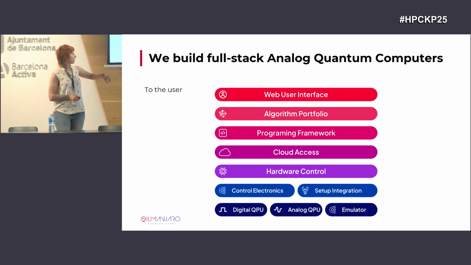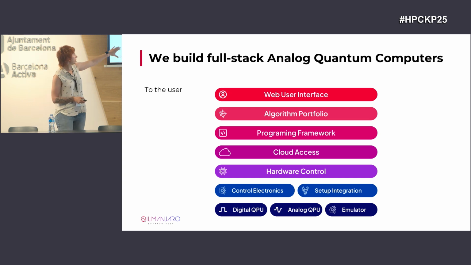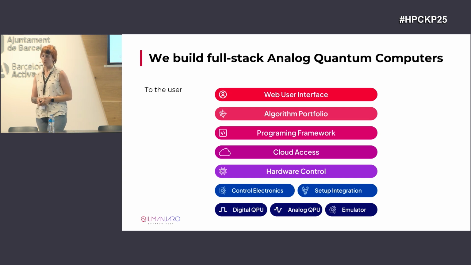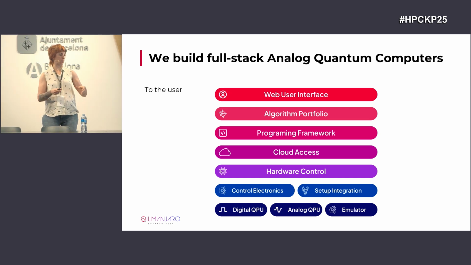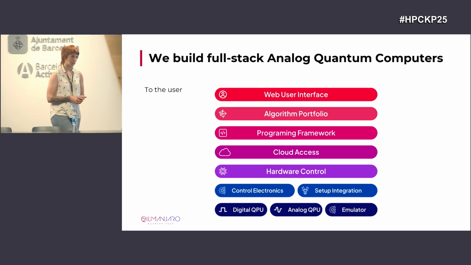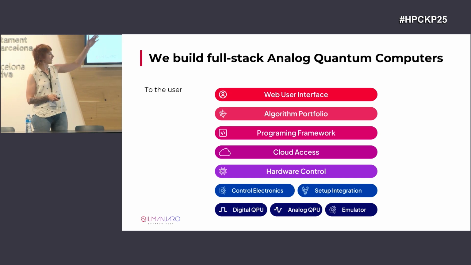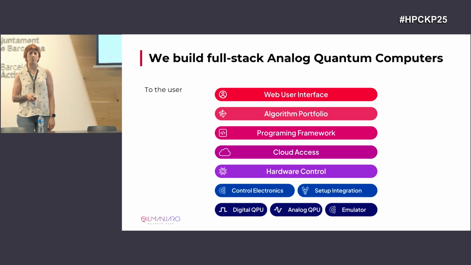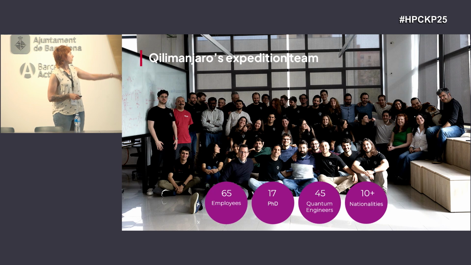And then this control electronics is the one that communicates with the QPUs, the quantum processing units: the digital QPUs, the analog QPUs, and also the emulator that can skip all the control electronics. We also have a team called setup integration that is devoted to the installation of quantum computers in HPC centers, like the ones at BSC. So you can imagine that for doing this big amount of things, we need a big team, and this is the case.